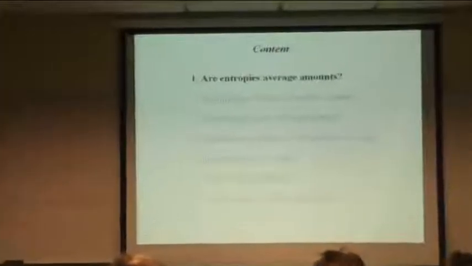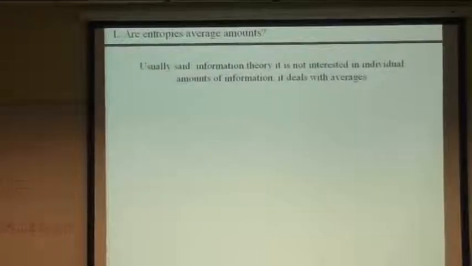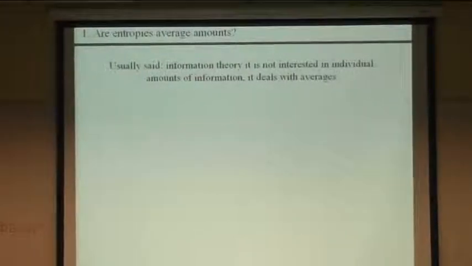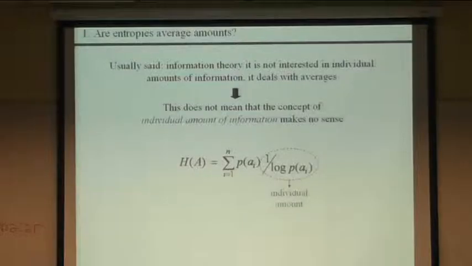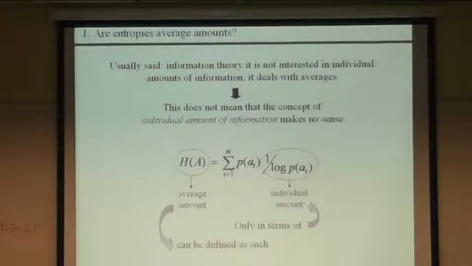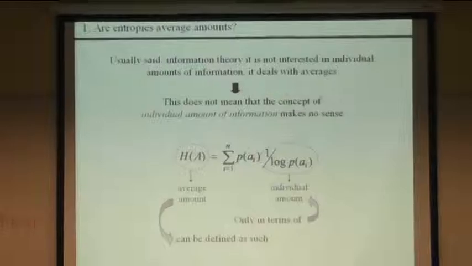With the first point, it is usually said that information theory is not interested in individual amounts of information, but it deals only with averages. This is true, but this does not mean that the concept of individual amount of information makes no sense. In fact, on the contrary, if we have this definition, this expression has to be an individual amount if this is an average. Of course, because only in terms of individual amounts can an average be defined as such.